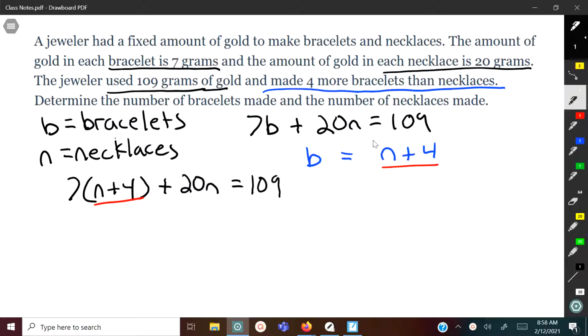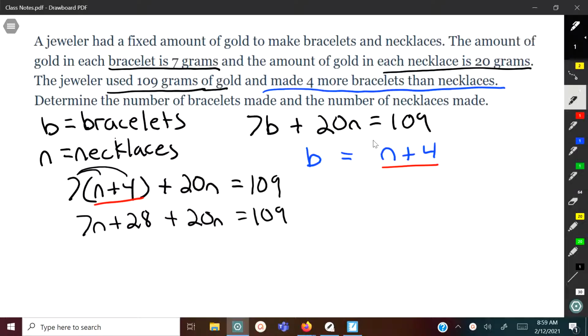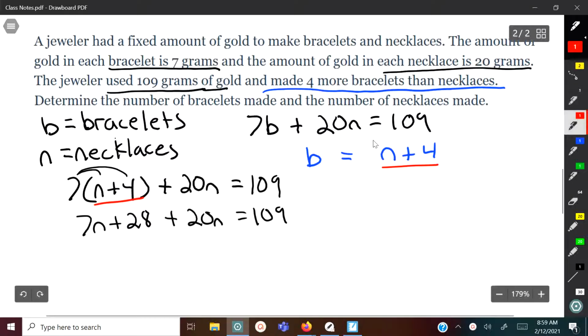Alright, so then we just solve it from there. We go ahead and do the distributive property. 7 times N is 7N. 7 times 4 is 28. Plus 20N is equal to 109. And then we combine like terms here.